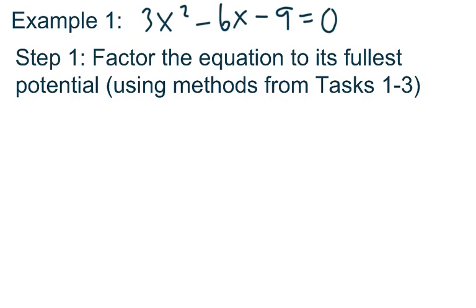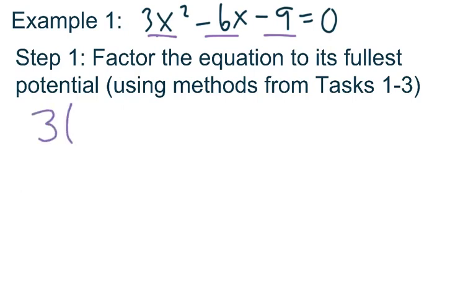Okay, example 1. 3x squared minus 6x minus 9 equals 0. So our first step is to factor the equation to its fullest potential. And we're going to be using the methods from tasks 1 through 3. Okay? So we want to look for something in this one that they all have in common. Okay, and you might notice that they all have 3 in common.